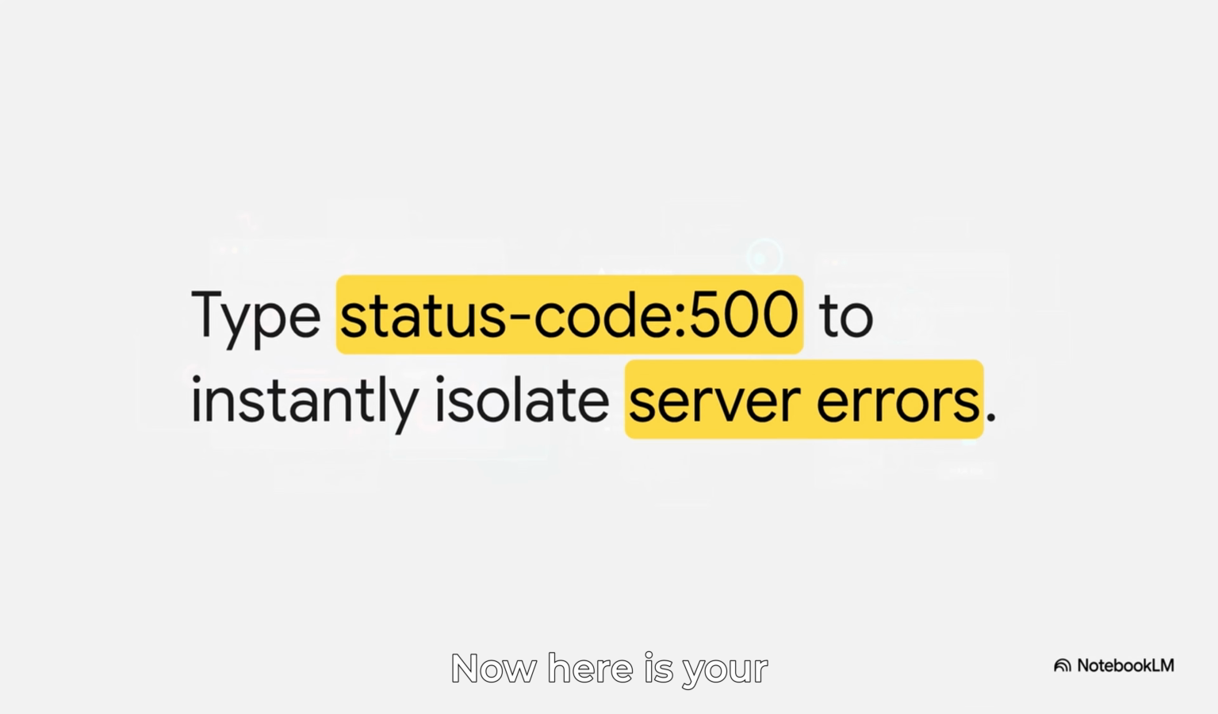Now, here is your first real power move. When you're staring at hundreds of requests, manually scrolling to find a red error is a total waste of time. Instead, jump straight to the filter bar at the top and type status-code:500. Boom, you instantly isolate the server errors. Or, even better, try a negative filter. Just type -status-code:200 with a little minus sign in front. That completely hides all the successful stuff, leaving only the broken or blocked requests. You've basically just burned down the haystack to find the needle.